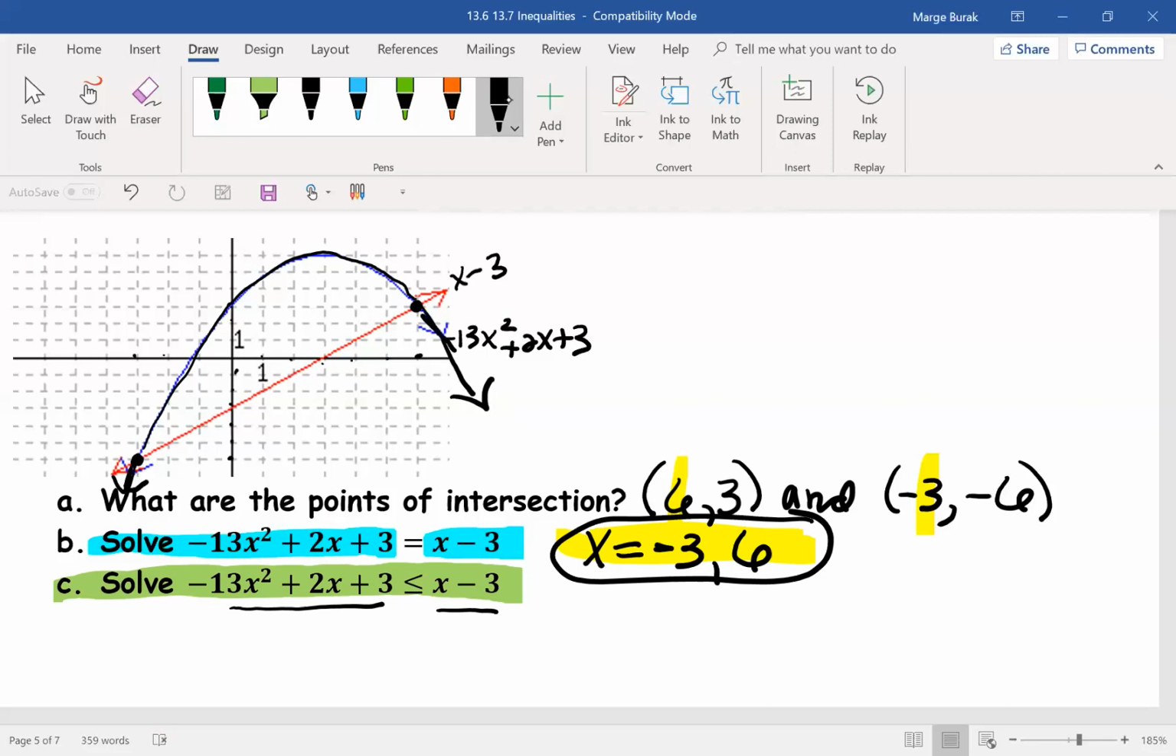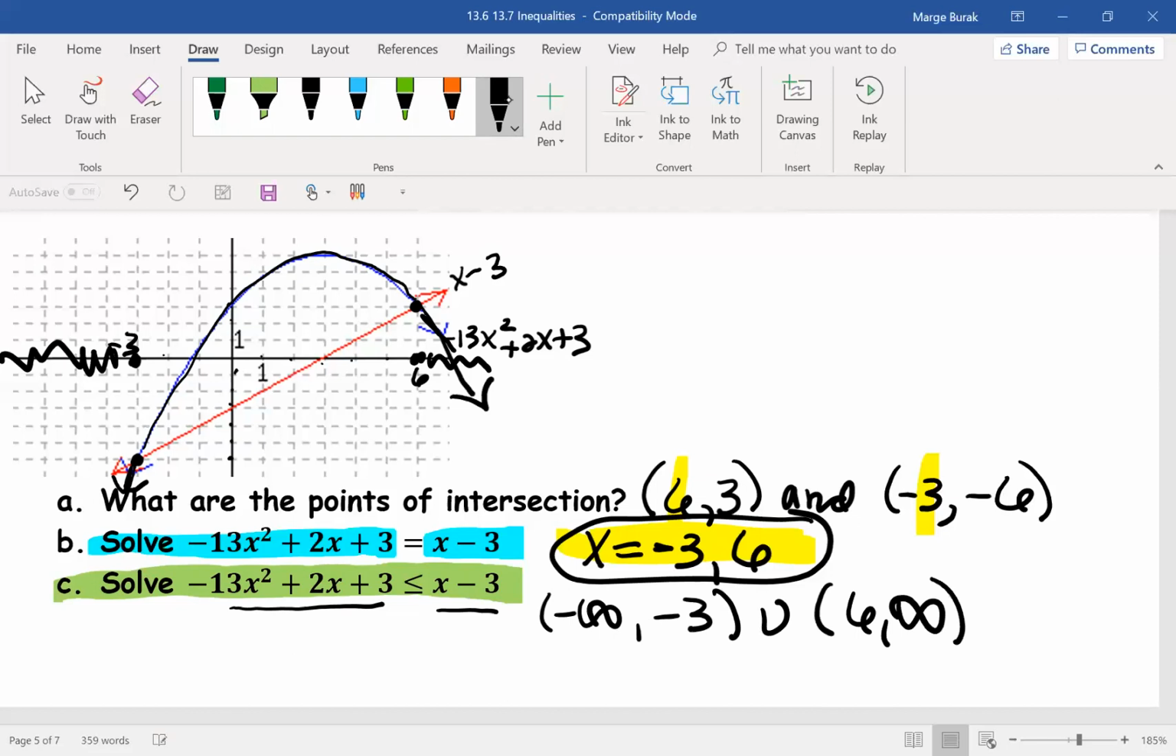So we want to take our key points, which are at -3 and 6. Those are our intersections. And we don't want in between those, because that's where it's above. We want these points and these points are where the parabola is less than the line. So that's going to be from -infinity to -3, and then from 6 to infinity.